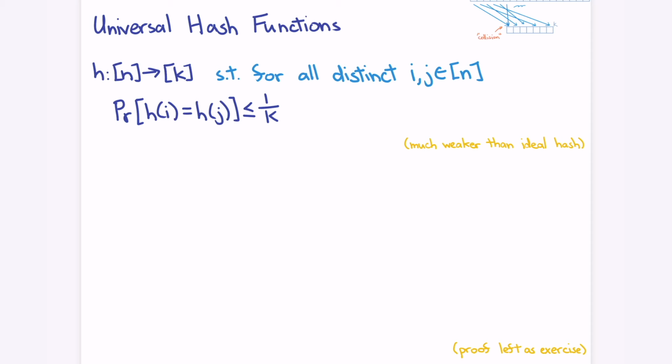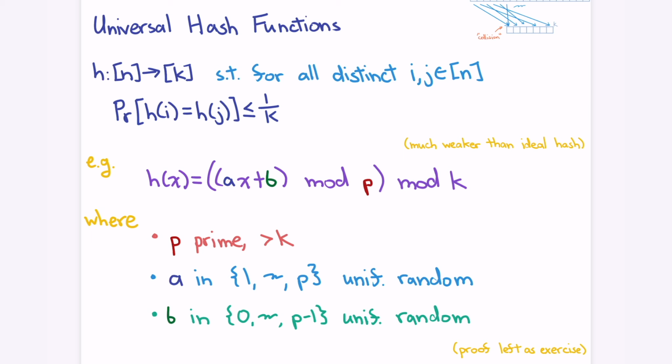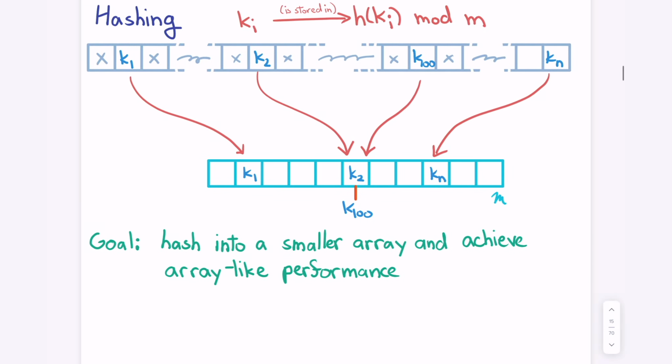Okay, so the function we're going to look at has the following very simple form: ax plus b mod p mod k. There's a little bit of subtlety here. First, p is a prime number, something bigger than k. a is chosen uniformly at random between 1 and p, and b is chosen uniformly at random between 0 and p minus 1. Like in the randomized class, this might be on the second homework to work through, showing this is pairwise independent. Good.